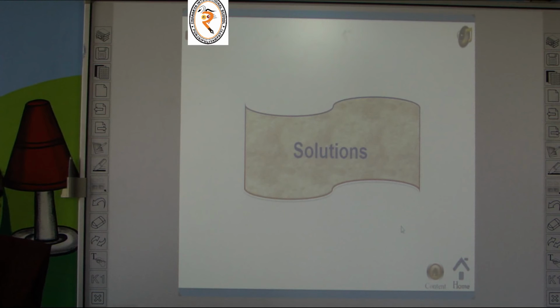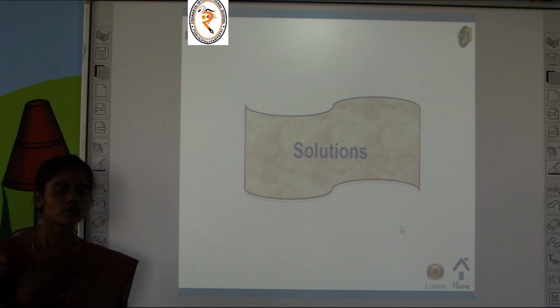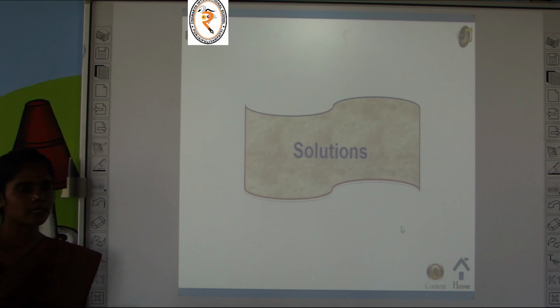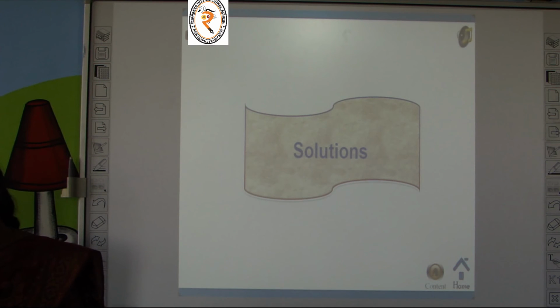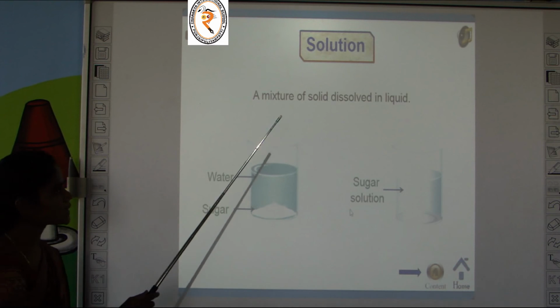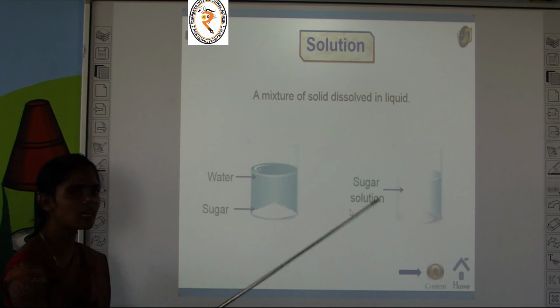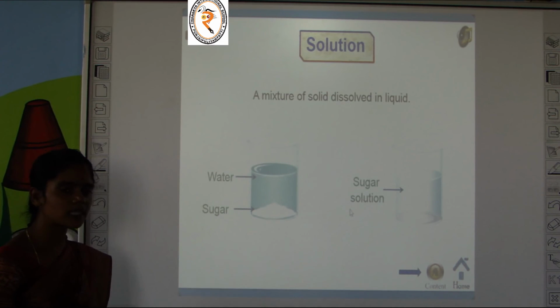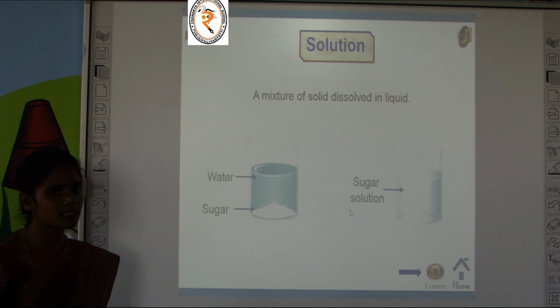The next topic is solution. So we discussed the separation methods, how to separate the mixtures from solid to solid and from solid to liquid. And the next topic is solution. What is called a solution? A solution is nothing but a mixture of solid dissolved in liquid. A mixture of solid dissolved in liquid is known as a solution.